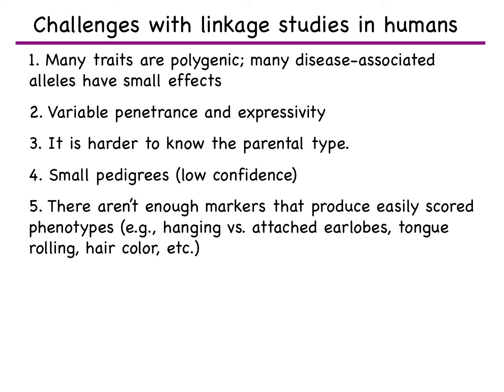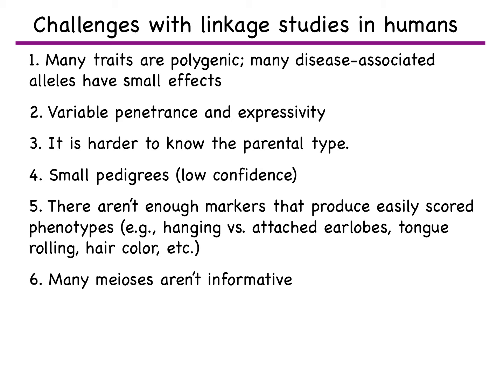Okay, so finally, one of the first of the two things that I plan to talk about today is there just simply aren't enough markers. Basically what I told you on the previous slide, there just aren't enough markers that are easily scored, that produce easily scored phenotypes, such as hanging versus attached earlobes, or the ability to roll your tongue, or hair color. In fact, hair color is not a very simple Mendelian genetic trait. So there just aren't enough really simple Mendelian traits present in humans to be useful in mapping genes. And then another challenge with humans is many meiosis aren't informative. I'll define that when I get to that point later in the lecture.